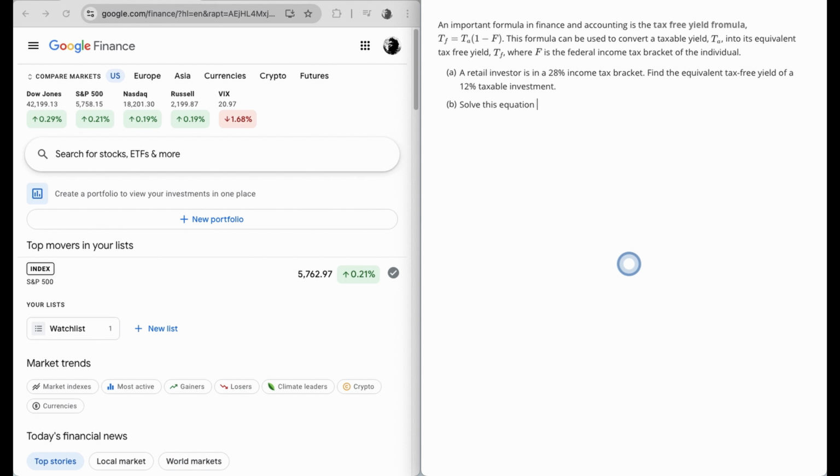And then for problem B, suppose we're asked to solve this equation for T sub a, which is to say, write an equation for taxable yield in terms of tax-free yield.